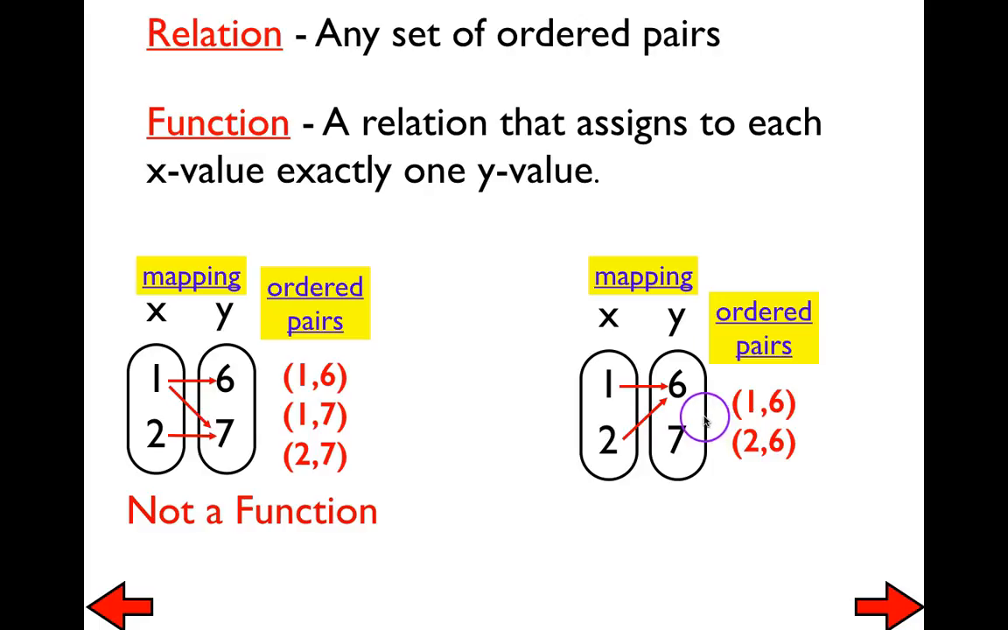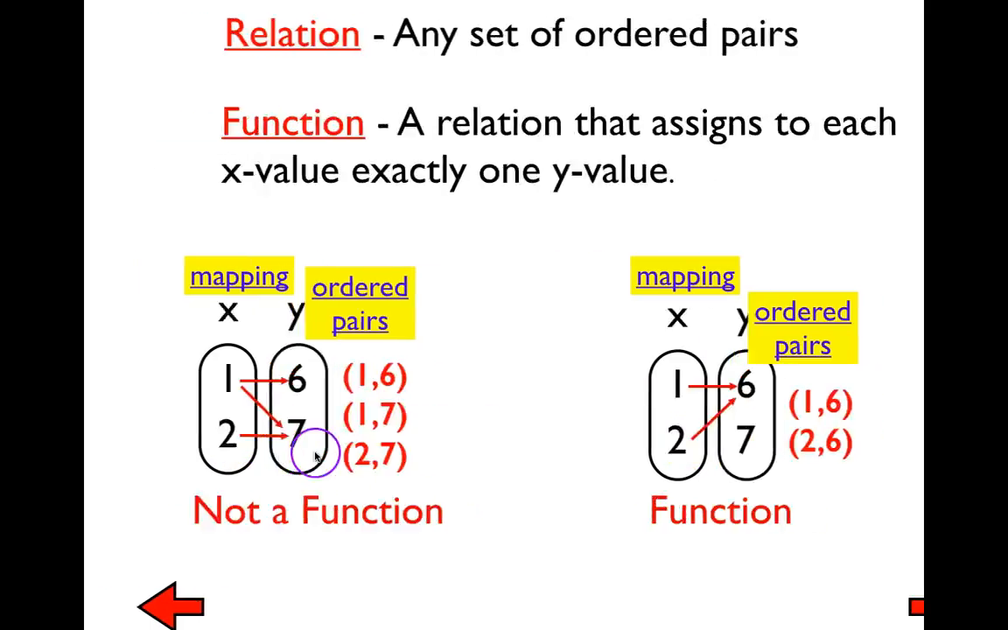What about this? Is this a function? The answer is yes, because for each x value, there was one unique y value. If x was 1, y was 6. If x was 2, y was 6. That's okay. So that is a function.